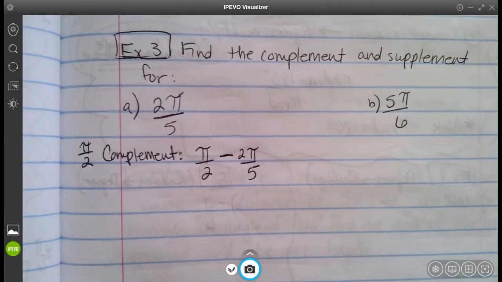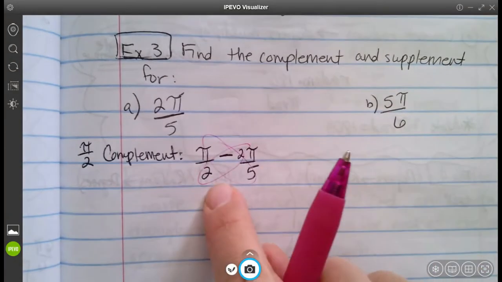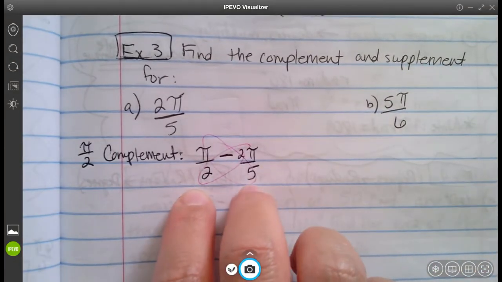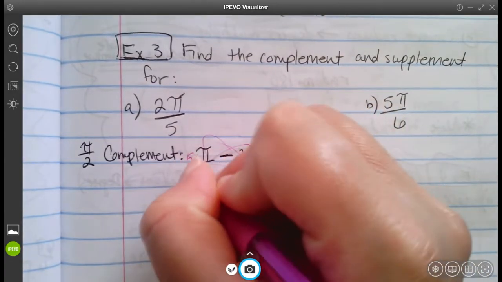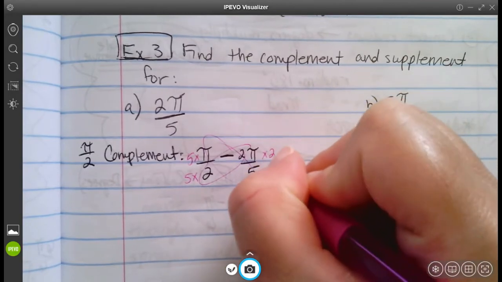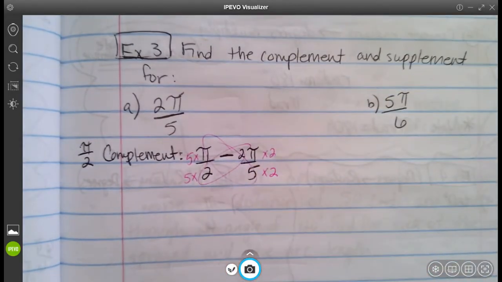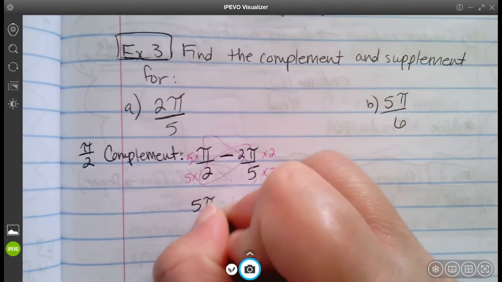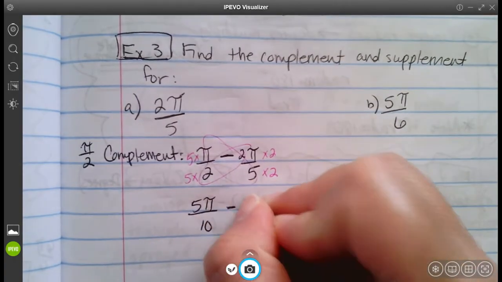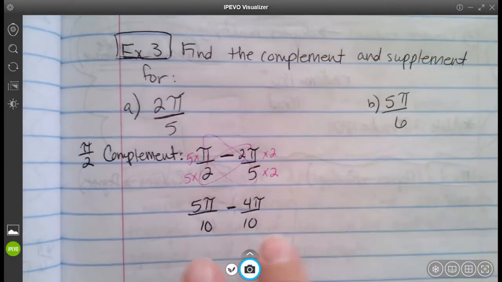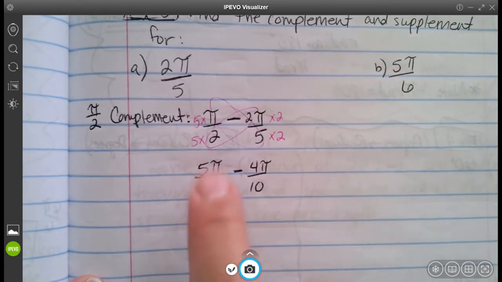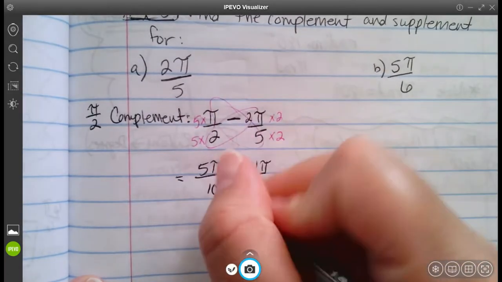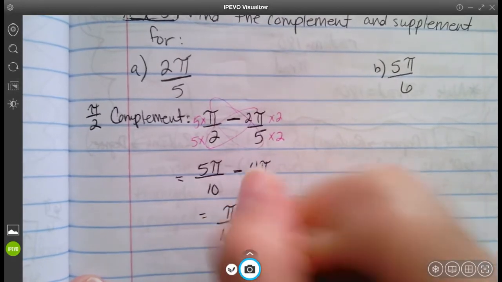Just like the one before, we have to have common denominators. So I'm going to do my little butterfly trick here because I noticed that 2 and 5 don't really have much in common. I'm going to multiply this one by 5 and this one by 2, so I can get a common denominator. That will give me 5 pi over 10 minus 4 pi over 10. Now I have the same denominator, and I can subtract. 5 pi minus 4 pi equals 1 pi over 10.